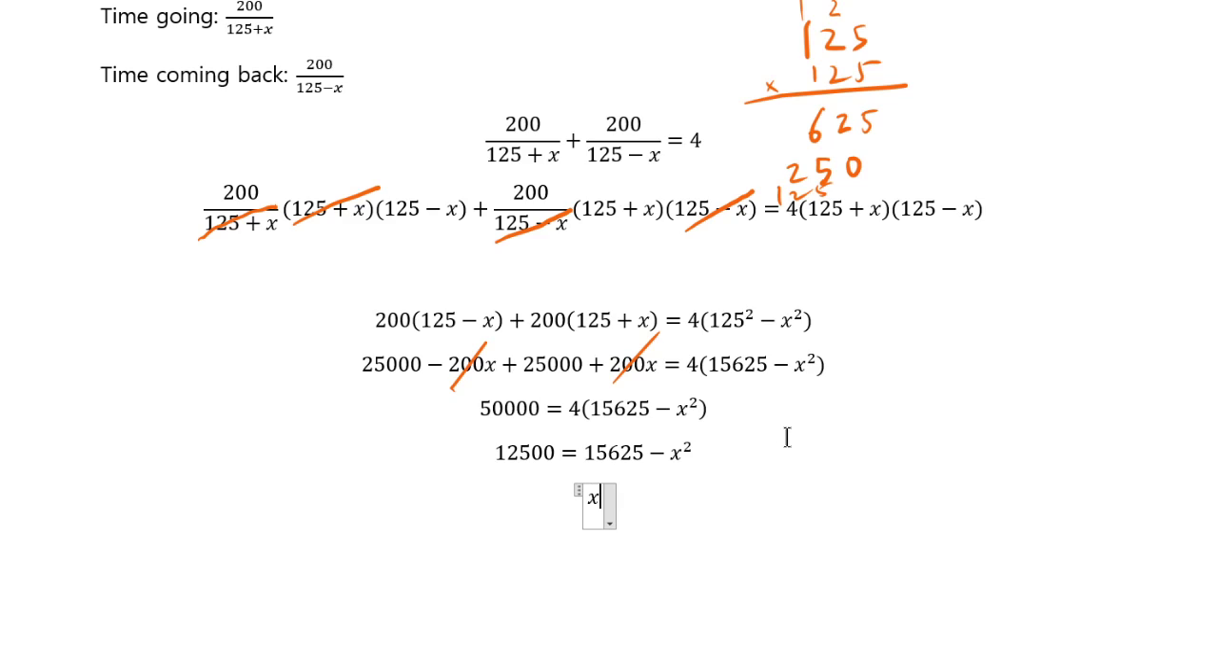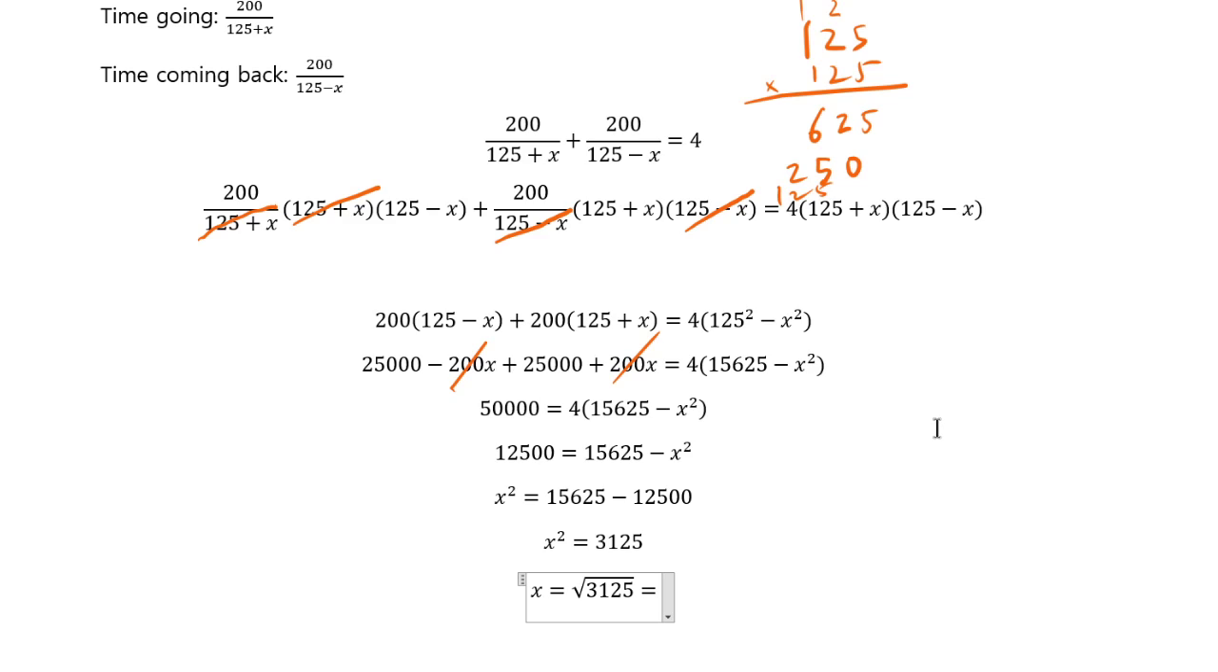And the result is x squared is equal to 15,625 minus 12,500. And what's that? That's x squared equals 3,125. Okay, 3,125. So the answer for x is the square root of 3,125. What is it? Well, you see that this thing is divisible by 25.